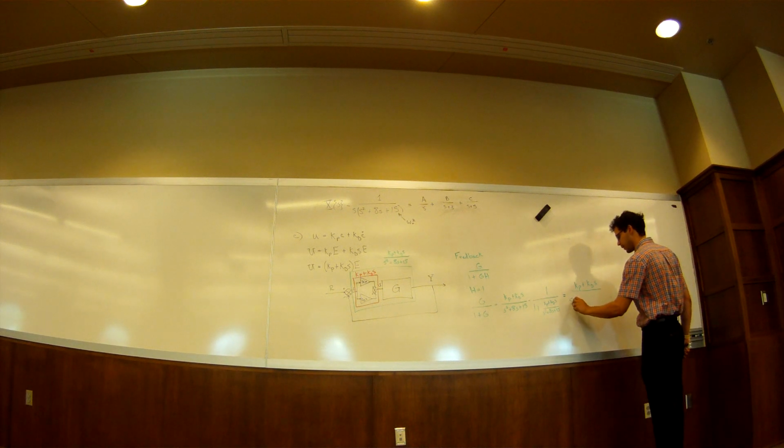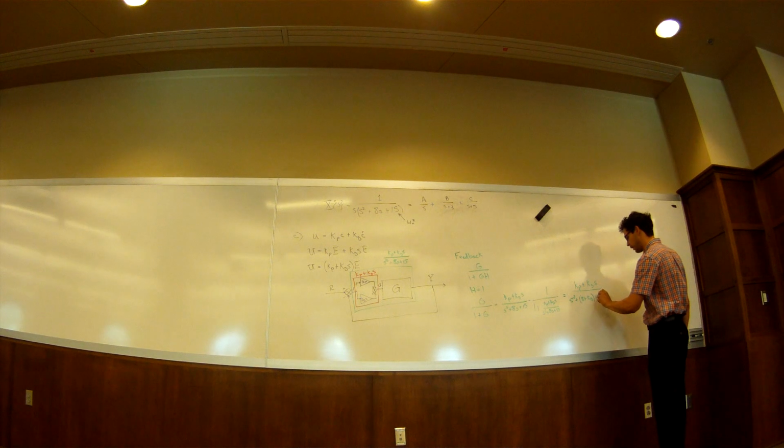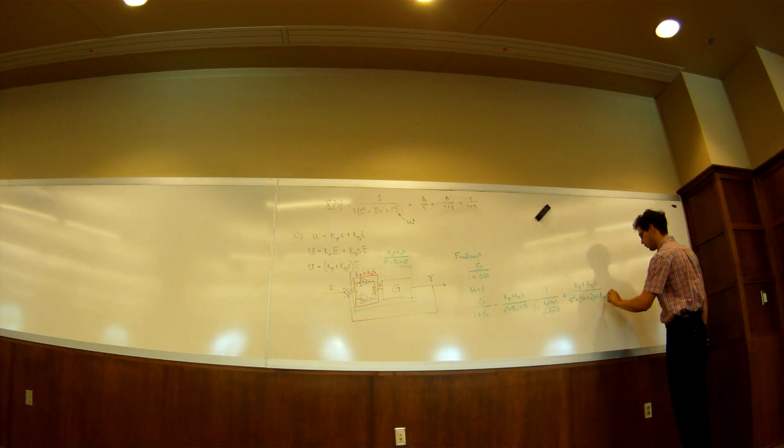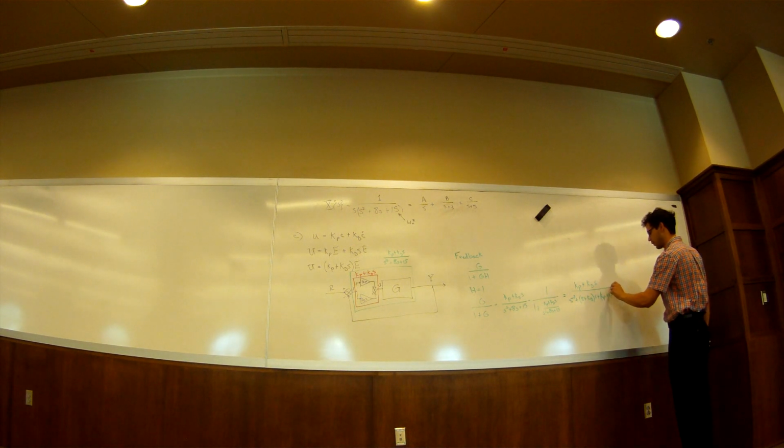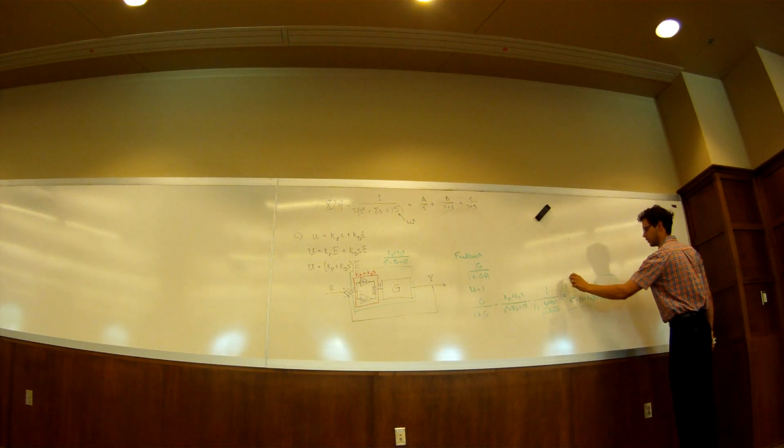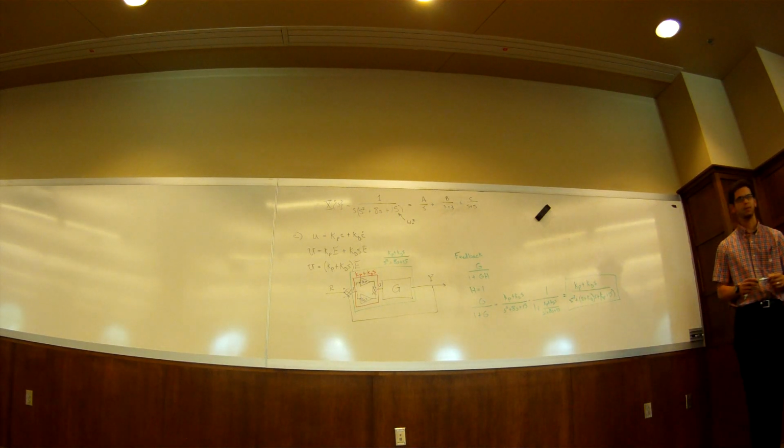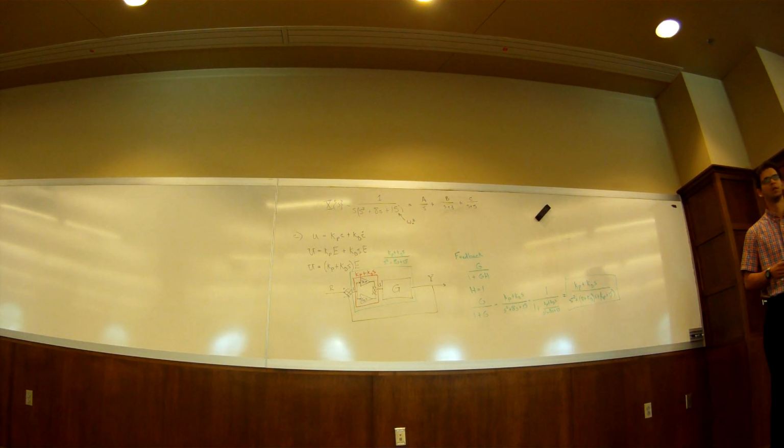All right, so I get S squared plus 8 plus KD S plus KP plus 15 in the denominator. There's your single block. Cool?